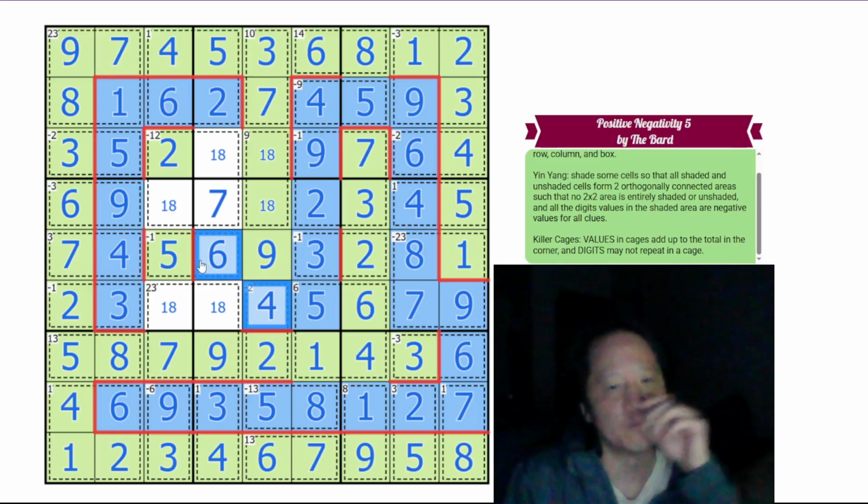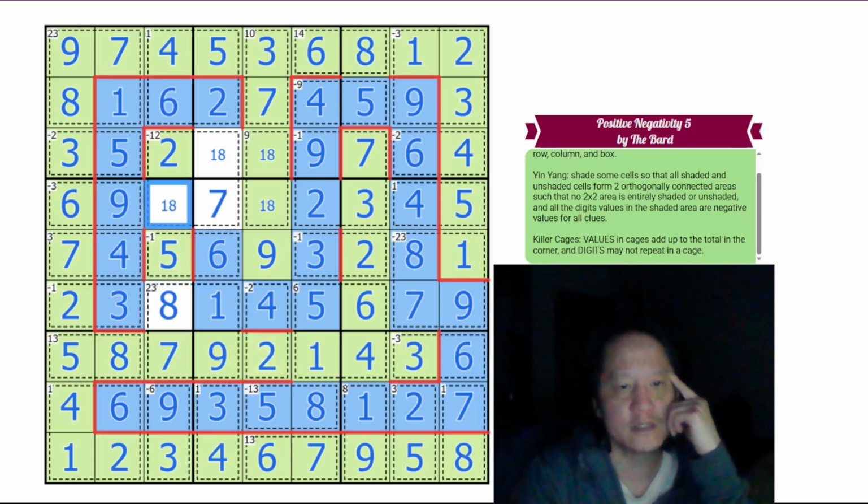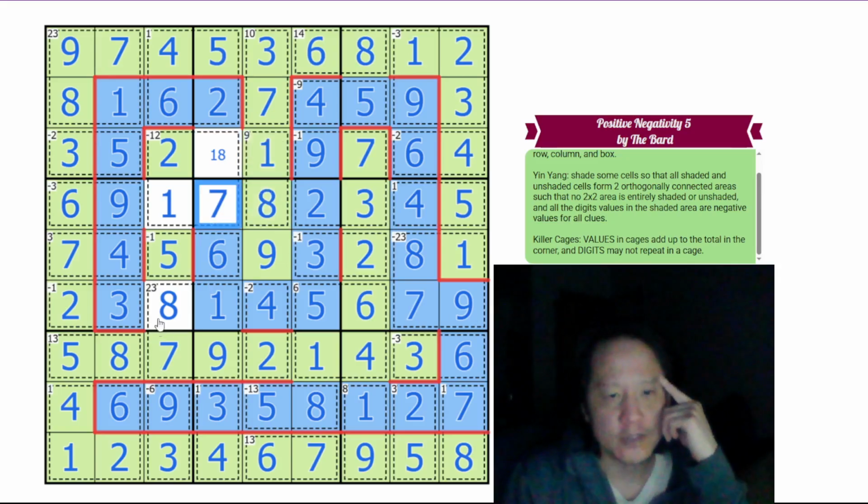This is a cross of blue, so this cannot be blue here. This cannot be green here because then we'd have the deadly cross. So this is blue, which makes that a 1, which makes this 8. 1, 8, 1, and that's 8. This is green.